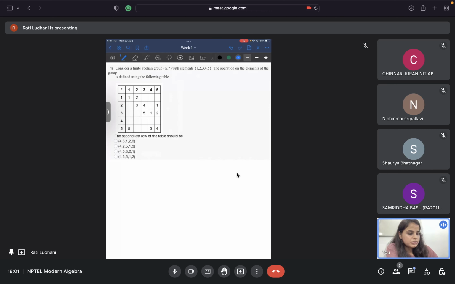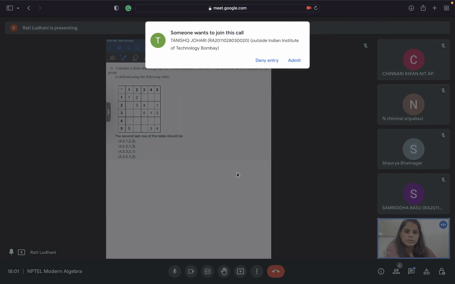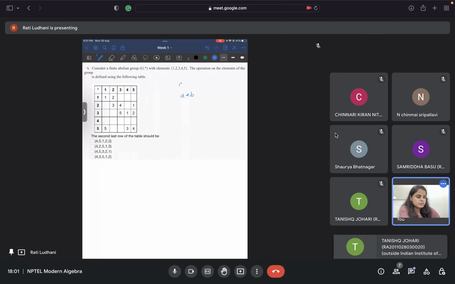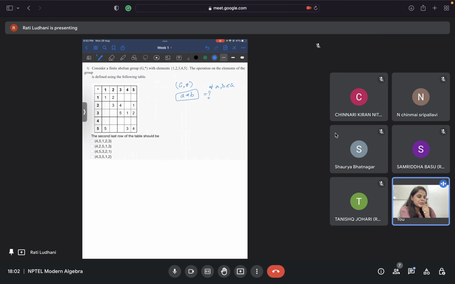So basically for a group, if G star is the group, then you should know for every A, B belonging to G, this A star B. If that satisfies all the properties, then you have the group. Right now it is given that this is an abelian group.